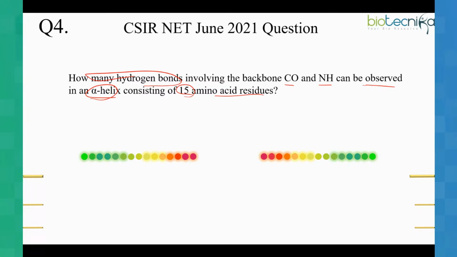Anyone? You can take a guess. How are we going to solve this question?